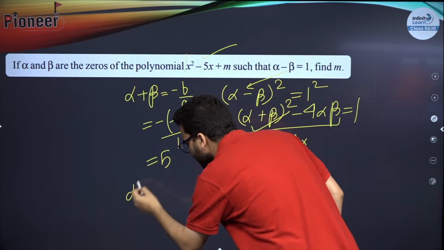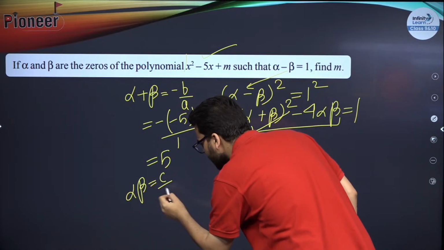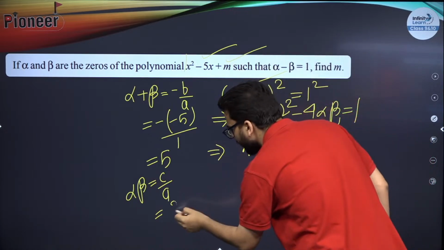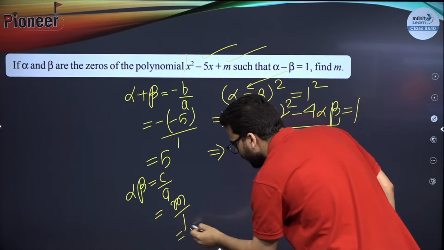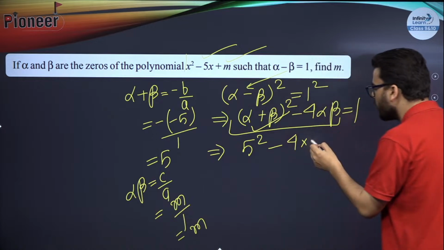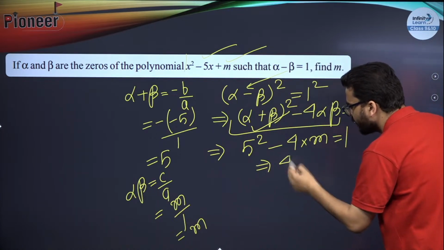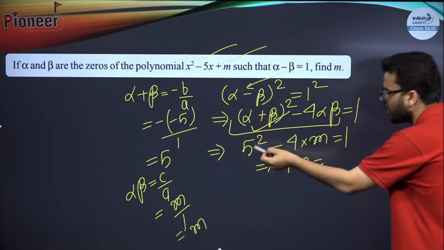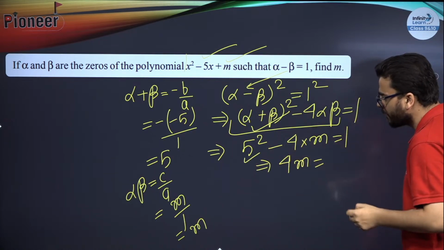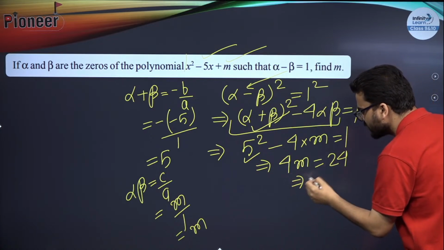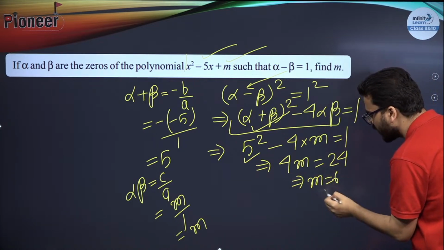The product of zeros. So the product of zeros is equal to c by a only, and that will be equal to m by 1, right? So that is equal to m only. So just put m over here, and that is equal to 1. So you can simplify. So you'll get 4m is equal to 25 minus 1, which is 24. So m is equal to 6. So the value of m is coming out to be 6.